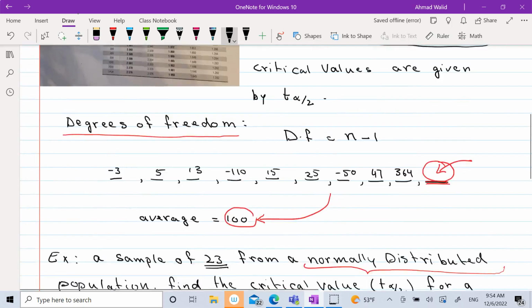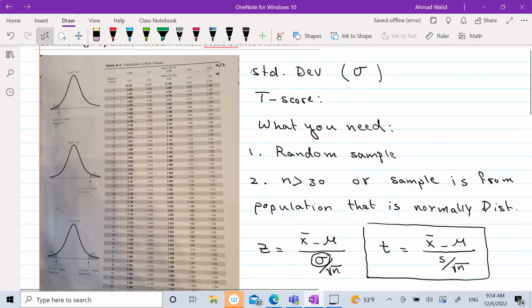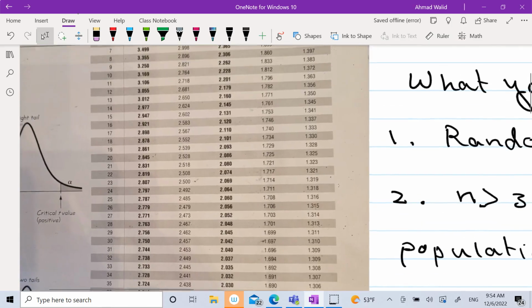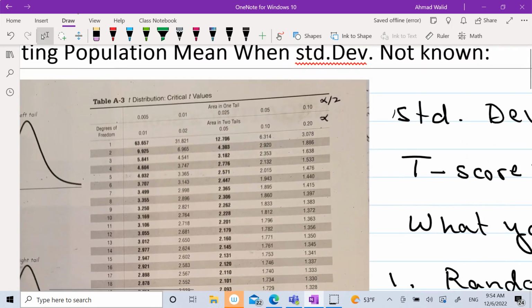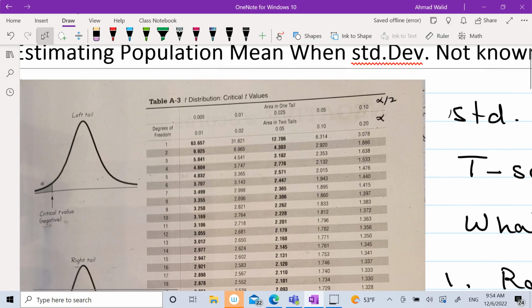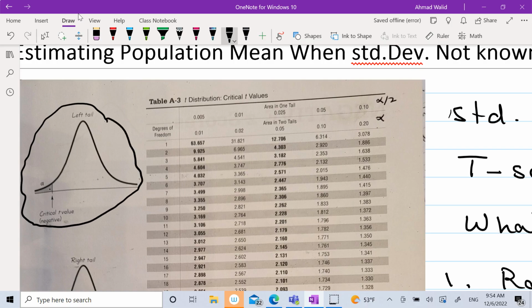Correct? Let's go back to the table. I'll try to zoom in for you. Let's start with the top. Table A3, T distribution, critical T values. As you see again, your critical values will give you the area to the left. If you look here on the side, your critical value gives you the area to the left always. You see the left side is shaded.